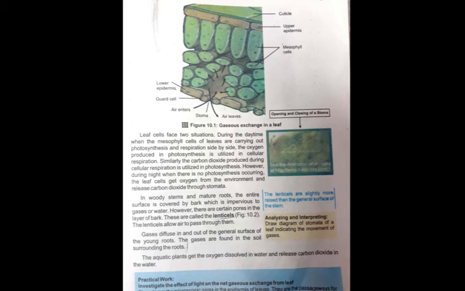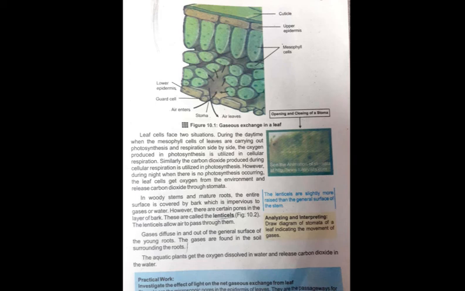Now what are lenticels? Woody stems and mature roots. In woody stems, you see that the stem is very hard, or has a wood-like structure. Basically, gases and water cannot pass through it; they are impervious to gases and water. But basically certain pores are present in the layer of bark, and these pores are called lenticels. So these lenticels allow air to pass through them. Lenticels are slightly more raised than the general surface of the stem. It means that on the surface of the stem, these pores are slightly raised, there is a bulge where the pores are present, and these pores are called lenticels.